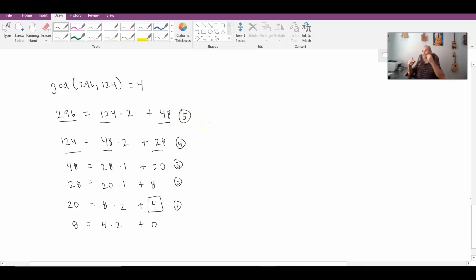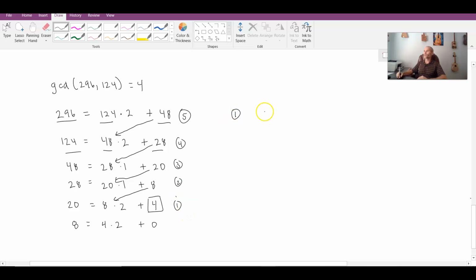to be rewritten. Now what I'm going to go ahead and do to make our life a little bit easier is each time I'm going to be replacing the remainder in the next step is going to replace the remainder in the previous step. So 8 is going to replace 8 here. This 20 is going to replace this 20. This 28 is going to replace this 28. And this 48 is going to replace this 48. So what I'm going to go ahead and do is I'm going to create a series of equations here that express the remainder in terms of the rest.